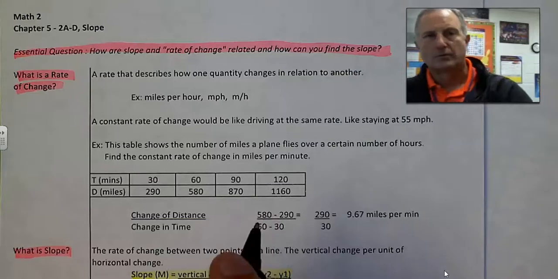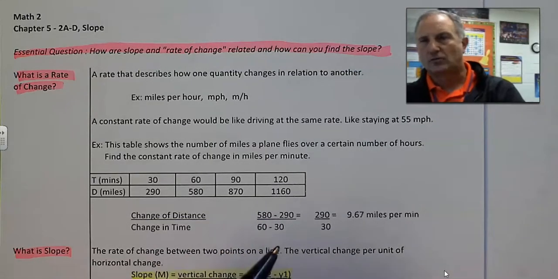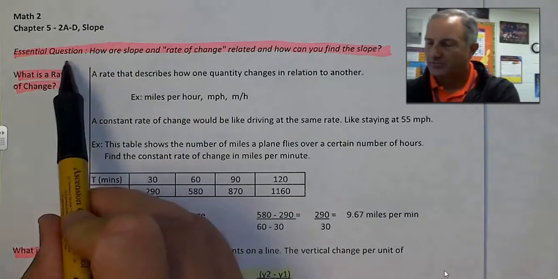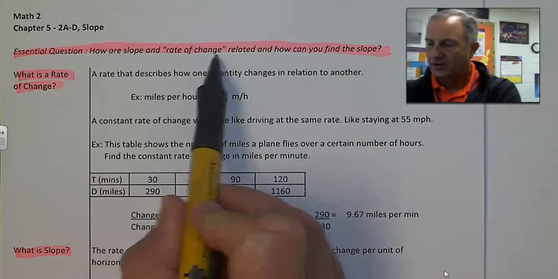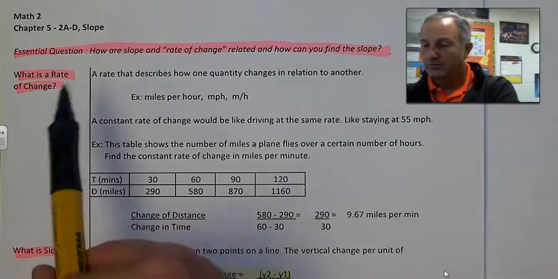All right, we're skipping over to chapter 5-2 AB, talking about slope, rate of change. Our essential question is, how are slope and rate of change related, and how can you find the slope? What is a rate of change?